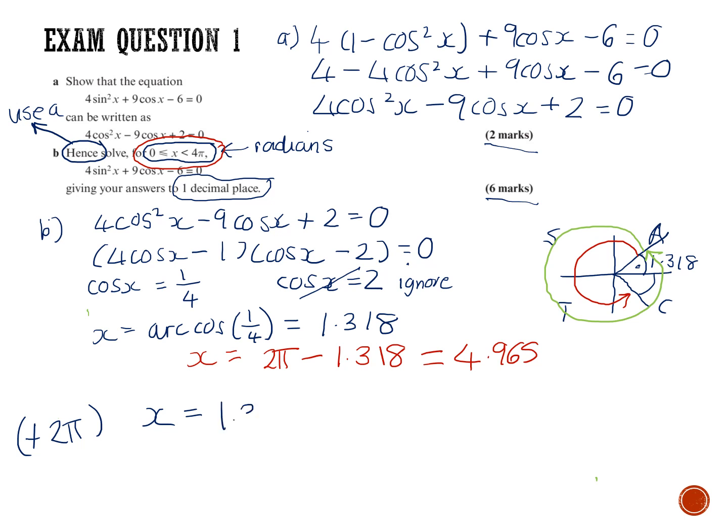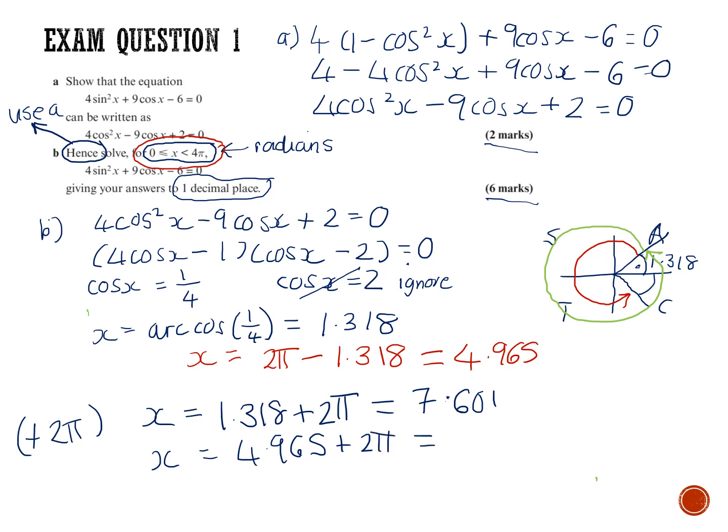So 1.318 plus 2 pi, that gives me 7.601. And 4.965 plus 2 pi. Remember, when you put plus 2 pi, use the pi button in your calculator, and that gives me 11.248. These are my answers.